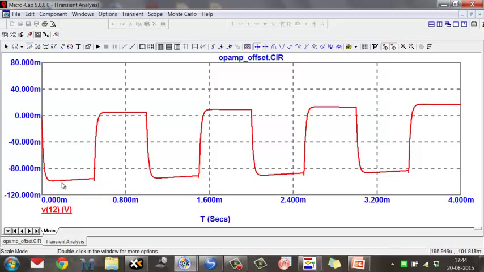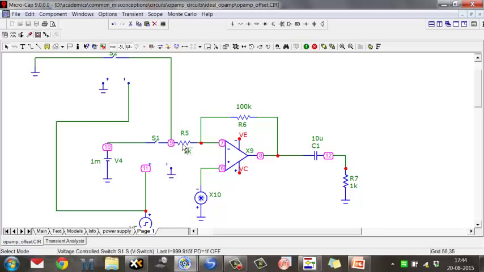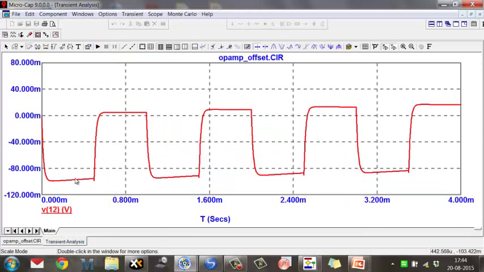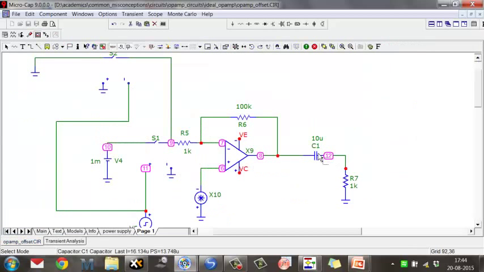Can you see now, very close to what did I expect the op-amp's contribution should be? How much? 1 millivolt multiplied by 100. So we were expecting minus 100 to come in here. And what you see here is very close to minus 100. The capacitors and all that, one has to adjust properly to get a proper value.